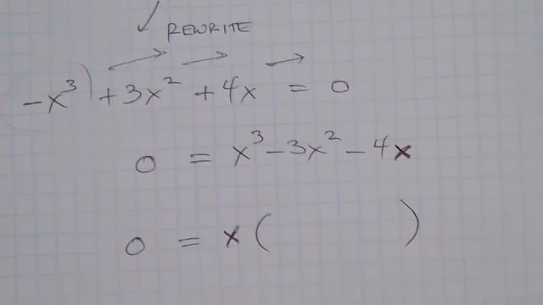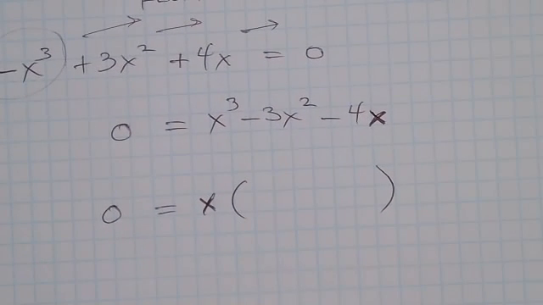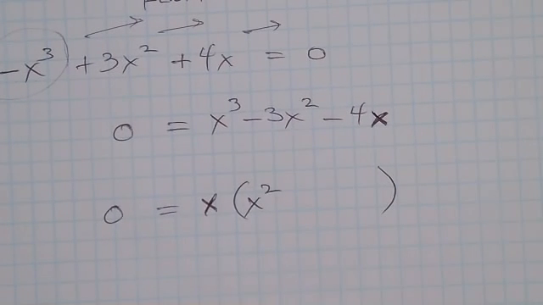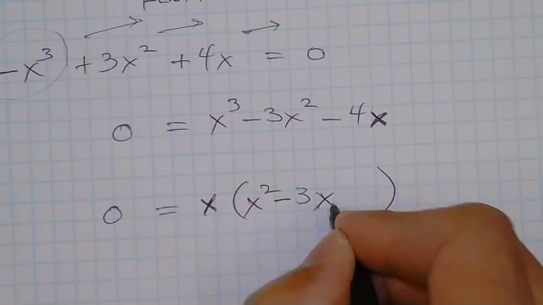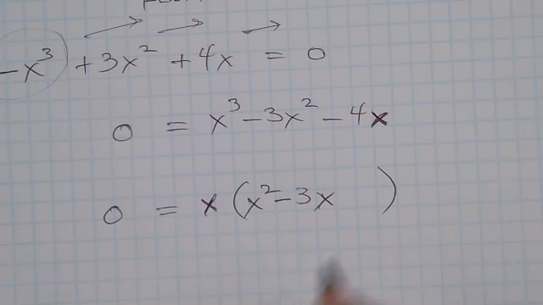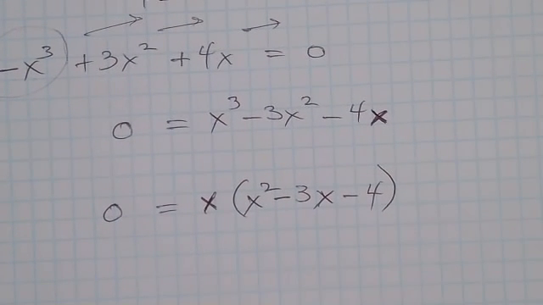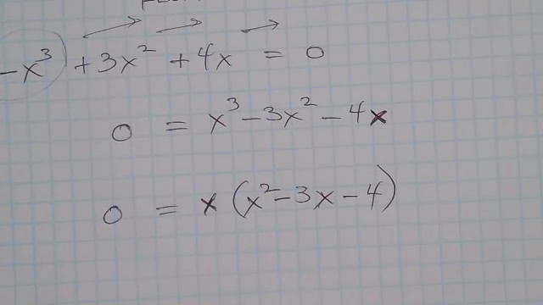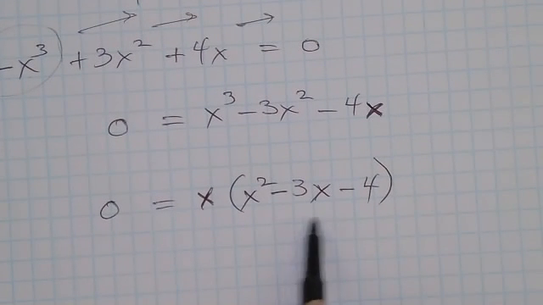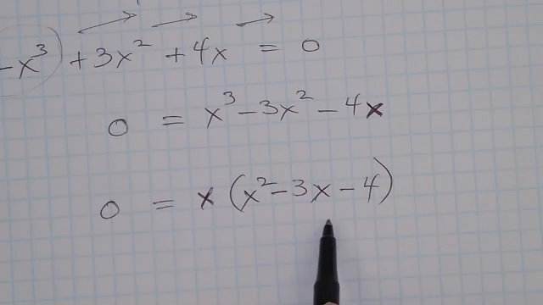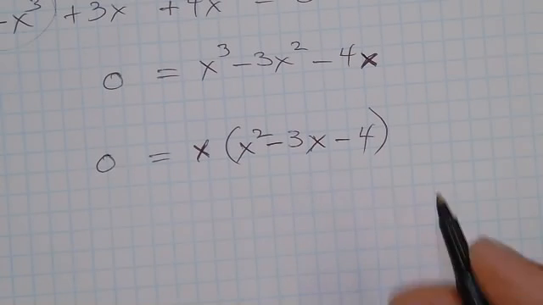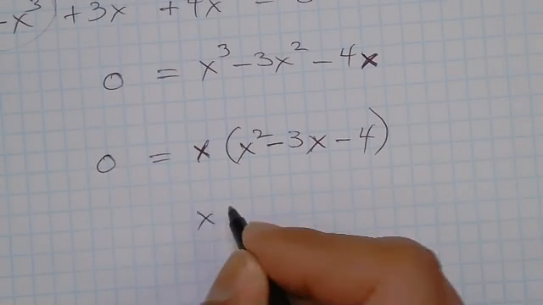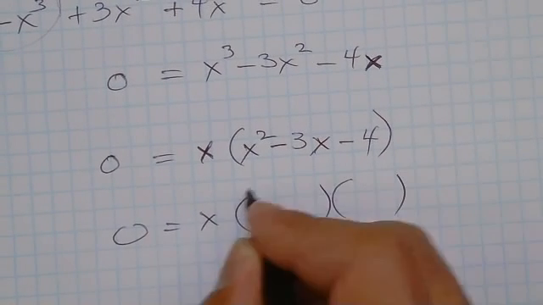Now what? Factor out something. Is there a GCF? Yeah. Only an x. What's left? X squared minus 3x minus 4. And then, like I told you, this will factor again. I'm just going to do it real quick, but yeah, you're going to have to find out.